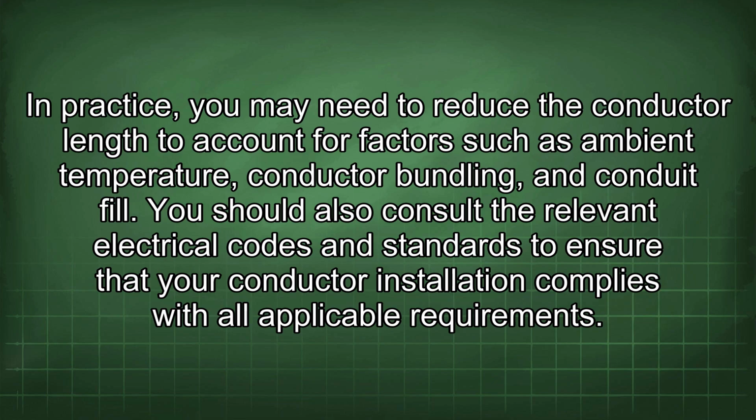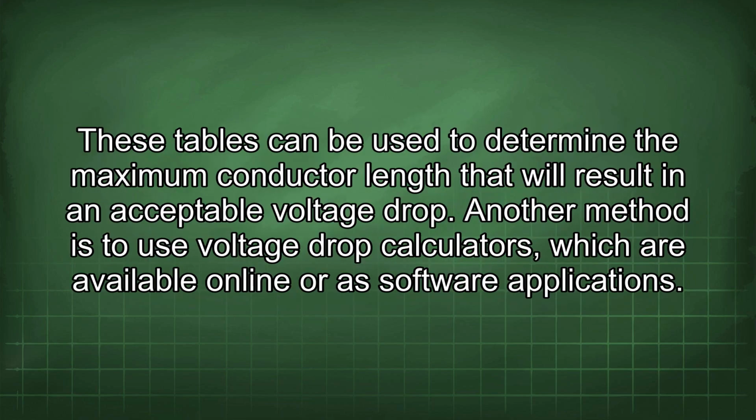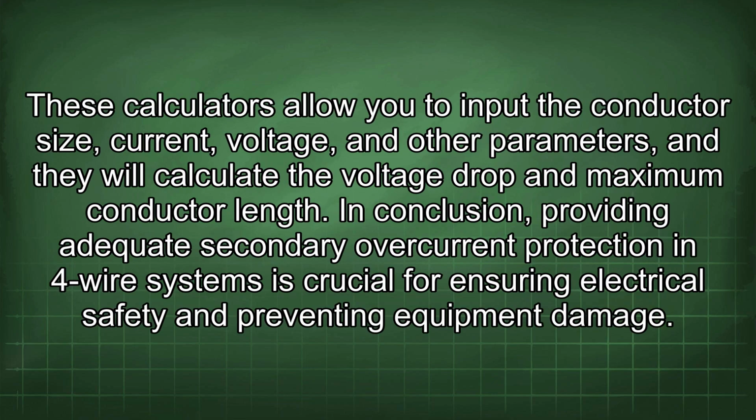In addition to the formula above, there are other methods for determining the maximum secondary conductor length. One common method is to use voltage drop tables, which provide the voltage drop per unit length for various conductor sizes and current levels. These tables can be used to determine the maximum conductor length that will result in an acceptable voltage drop. Another method is to use voltage drop calculators, which are available online or as software applications. These calculators allow you to input the conductor size, current, voltage, and other parameters, and they will calculate the voltage drop and maximum conductor length.